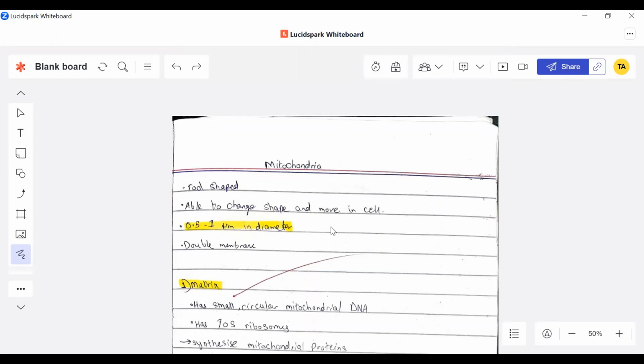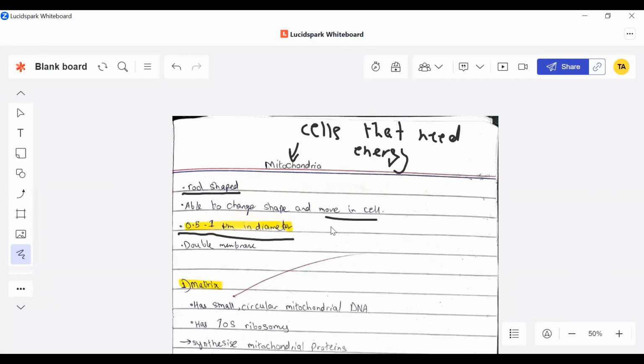So what is mitochondria? Mitochondria is rod shaped, and it's able to change shape and move in cells. And mitochondria, right, is present in cells that need energy, because I explained in the last class, mitochondria makes energy in the form of ATP. Again, it's 0.5 to 1 micrometer in diameter, and it's double membraned. Remember this, it's double membraned. It has two membranes.